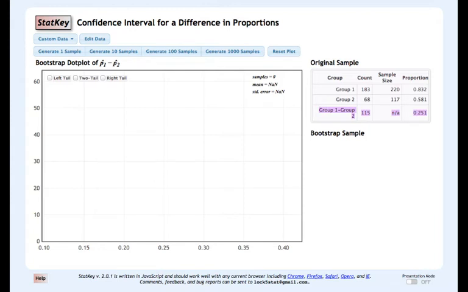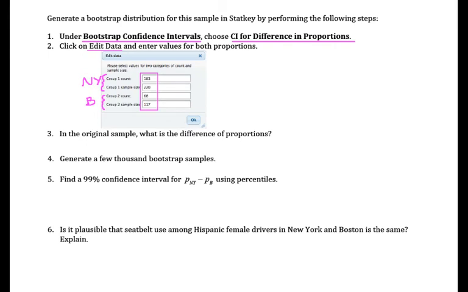So the summary statistics are given under original sample. Group 1 minus group 2, that proportion in the corner is our difference in proportions, 0.251. That should be the same thing that we would get if we were to subtract our two values, although it's carried out to another decimal place. So P sub ny hat minus P sub b hat is equal to 0.251.